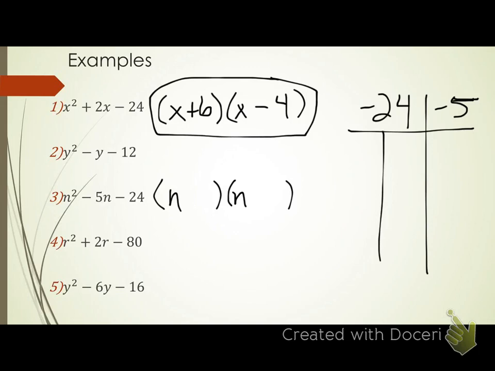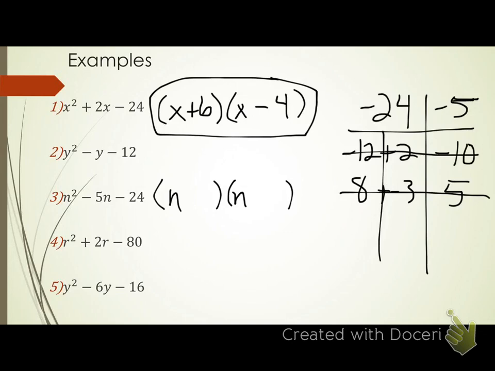Negative 12 times 2 does give me negative 24. What's negative 12 plus 2? Negative 10. Is that the combo I want? No. 8 times negative 3. Those do multiply to give me negative 24. What's 8 plus negative 3? 5. Is that the combo I want? No, not quite. We're pretty close.